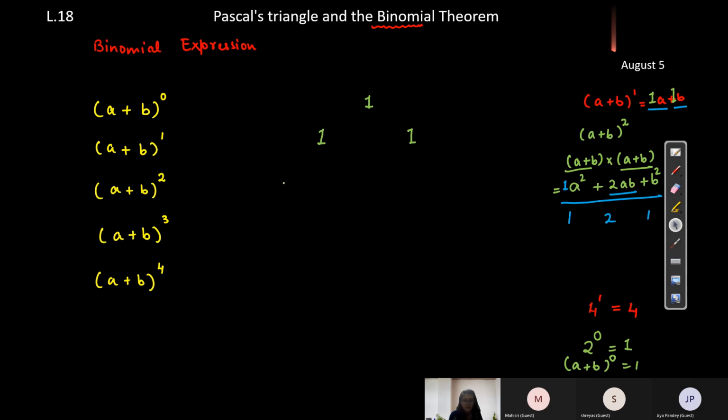Okay, for A plus B whole square, we have 1, 2, and 1. Next, A plus B whole cube. Now it will become challenging. Okay, A plus B whole cube. Does anyone know the expansion to this one? A plus B whole cube.